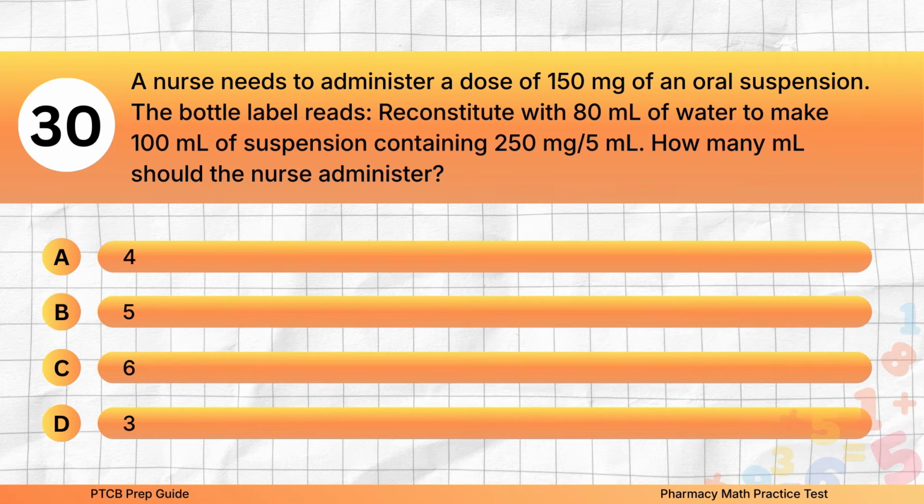A nurse needs to administer a dose of 150 milligrams of an oral suspension. The bottle label reads, reconstitute with 80 milliliters of water to make 100 milliliters of suspension containing 250 milligrams per 5 milliliters. How many milliliters should the nurse administer? A 4, B 5, C 6, or D 3? Hit pause and filter out the information you don't need.